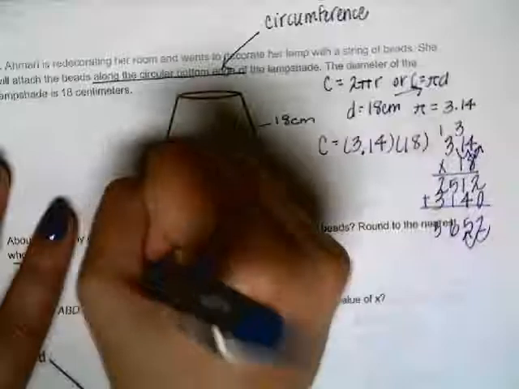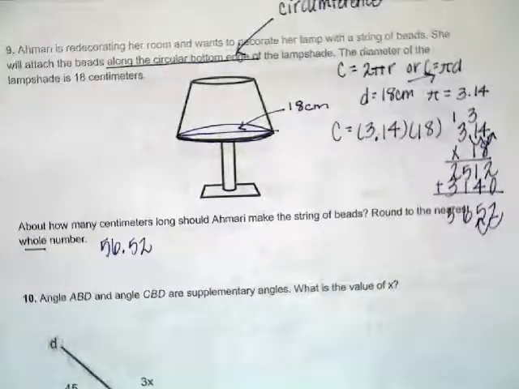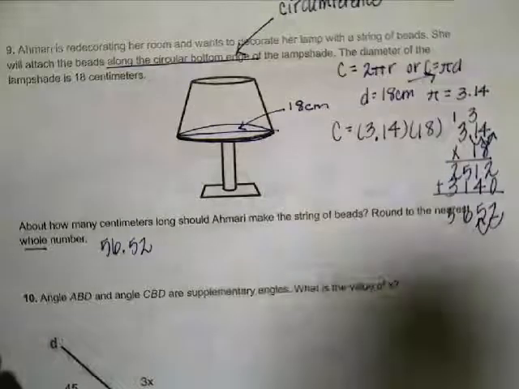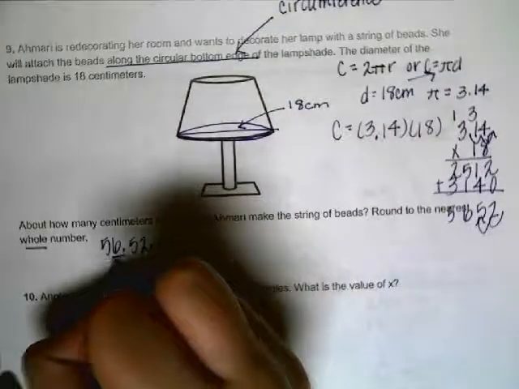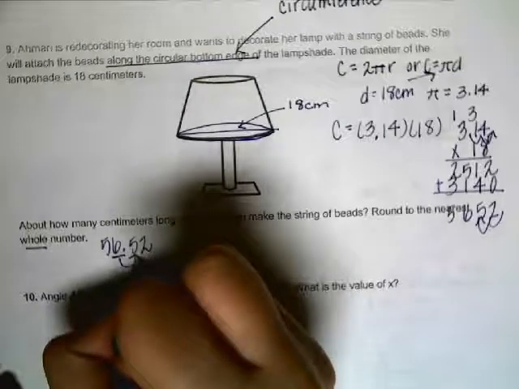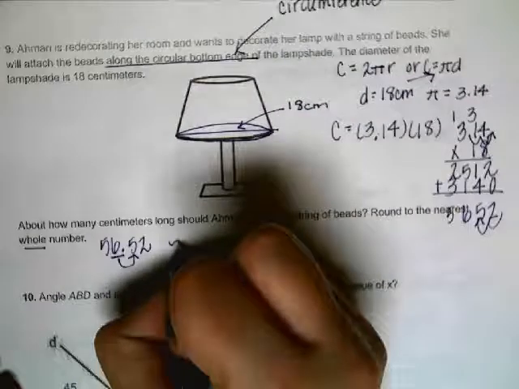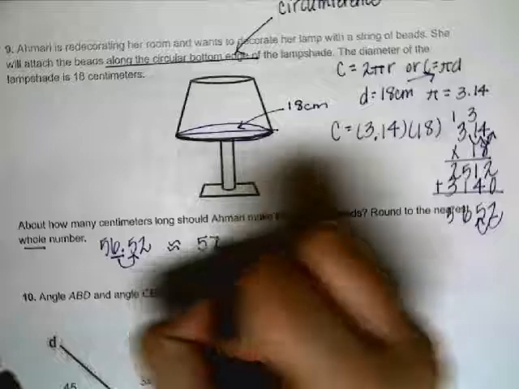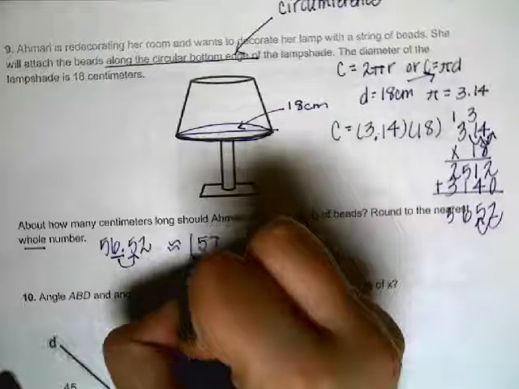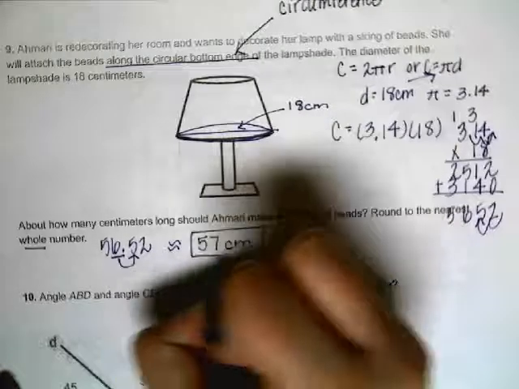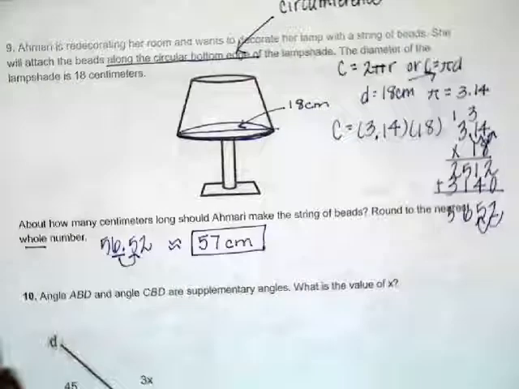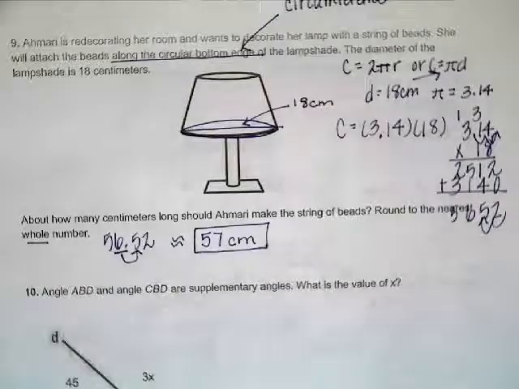So I got 56.52, but it tells me to round to the nearest whole number. The number currently in the whole numbers place is 6. I'm going to underline it, look to the right. Is the one to the right 5 or more? If it is, we add one more. So in this case, it rounds to 57 centimeters. Make sure you look at what they want you to round to. It may say tenths, it may say whole, it may say hundredths. Make sure you are looking at that.